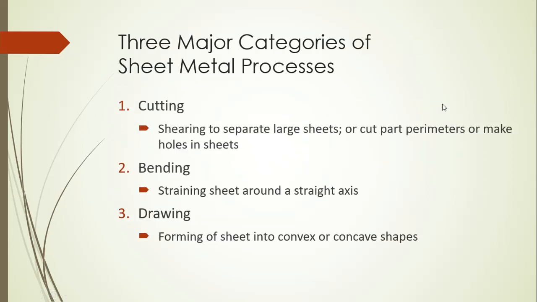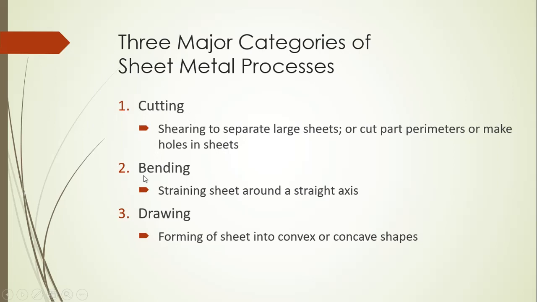Next, three major categories of sheet metal processes: the first one is cutting operation, the second one is bending operation, and the third one is drawing operation. In cutting, as we know, a shearing operation happens, and due to the shearing, the part from the sheet metal is separated out around its periphery. To manufacture holes in the sheet metal we also use cutting operations. Cutting is divided into two parts, that is blanking operation and piercing, or we call it a punching operation.